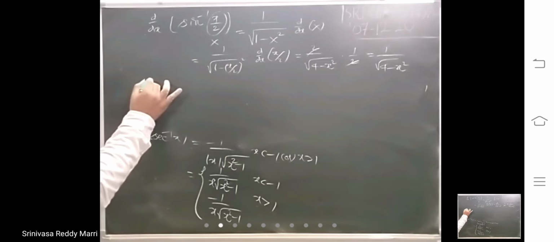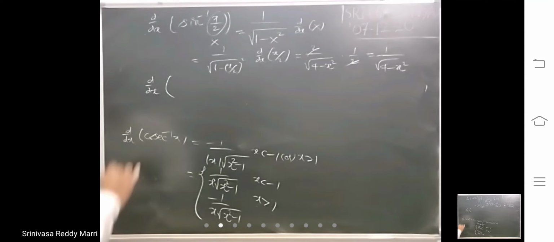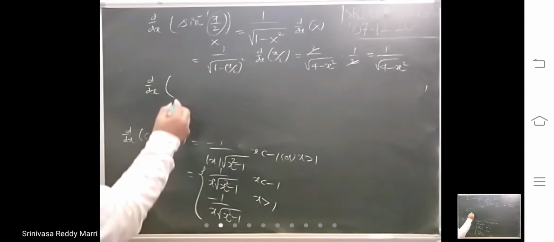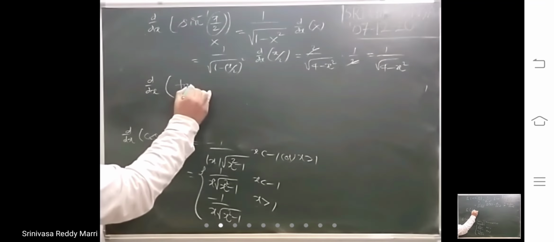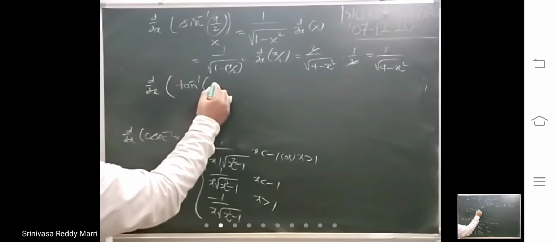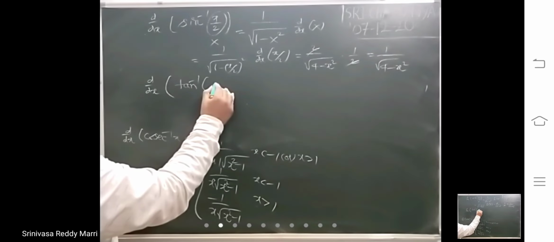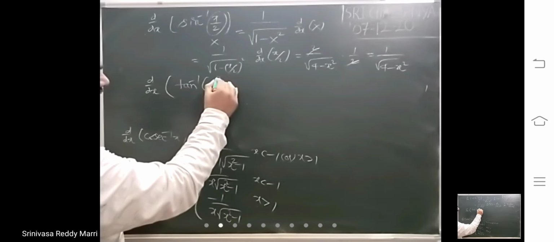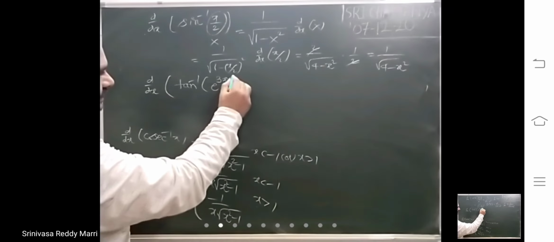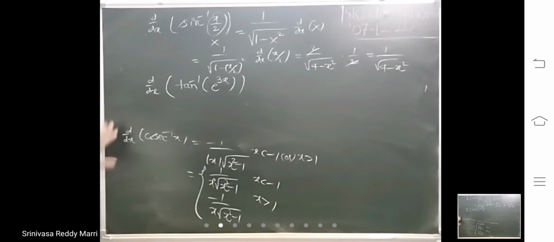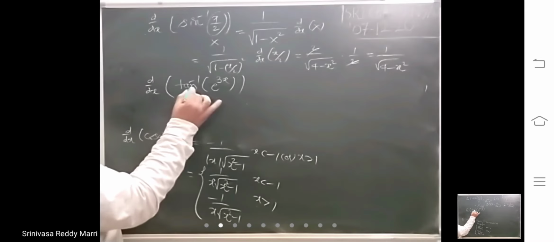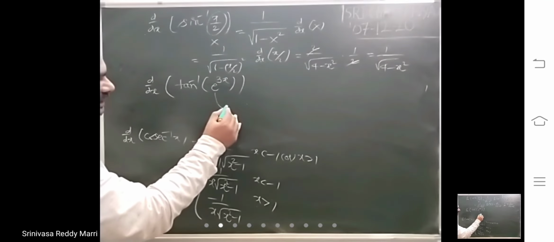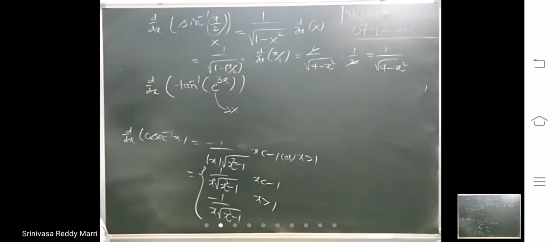Suppose if you have to find out another example, d by dx of tan inverse e power 3x. So you have to find the derivative of this. Let us say the derivative of this. So tan inverse is the first rule. So this e power 3x you take as capital X.